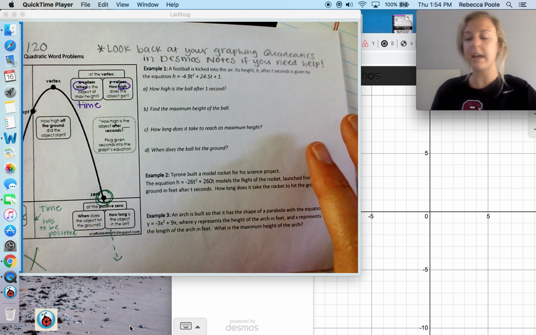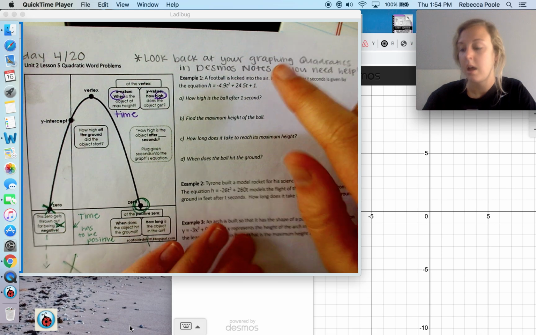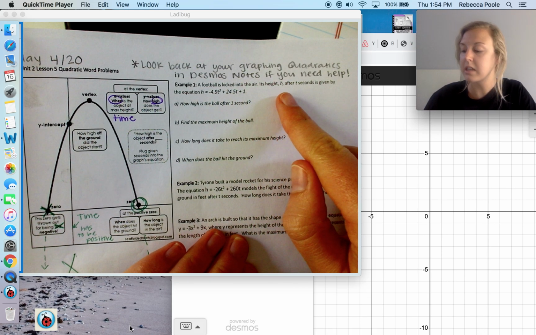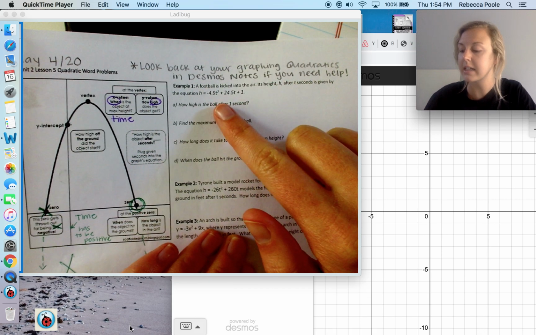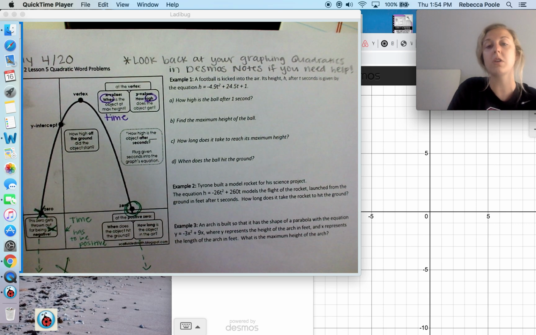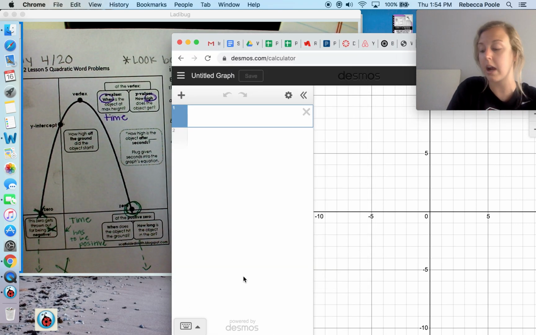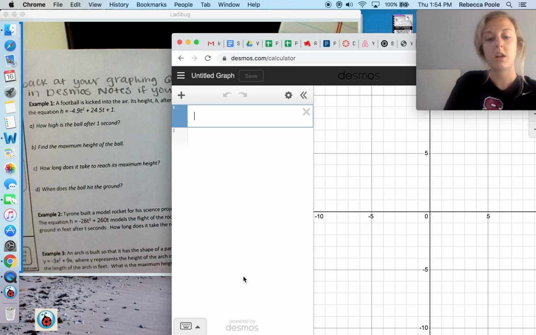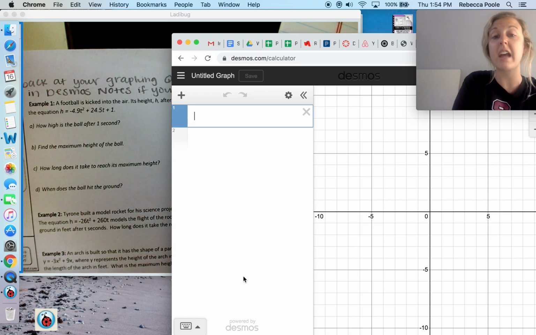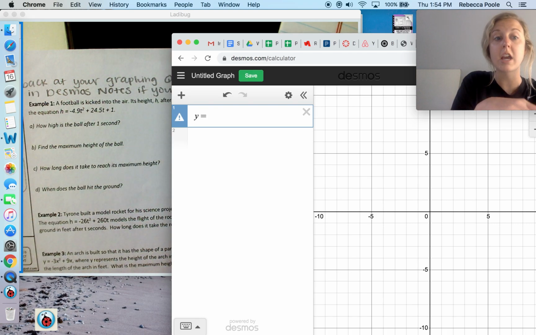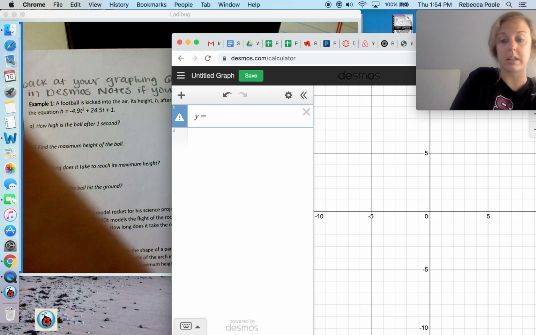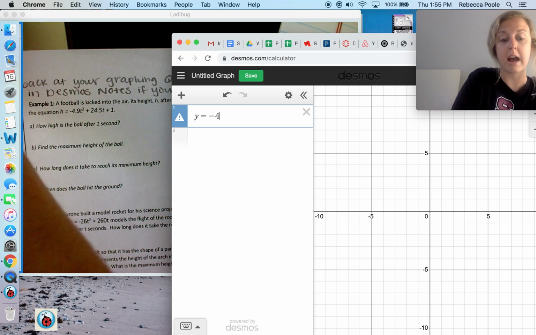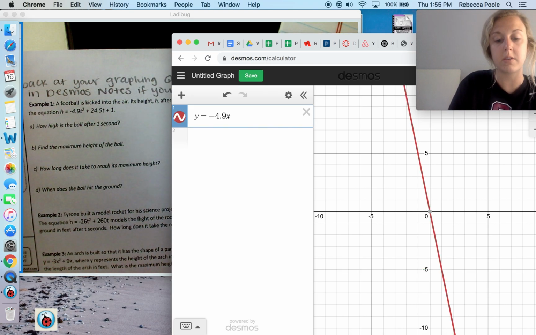So let's look at example 1. It says a football is kicked into the air. Its height after t seconds is given by this equation. So you guys know by now that we can go to Desmos.com and type in that equation. I'm going to slide mine so y'all can still see it. I'm just going to change the h to y because we know the height is the y value. And I'm going to change the time to x's in Desmos, okay? Because we know that the time is always the x value.